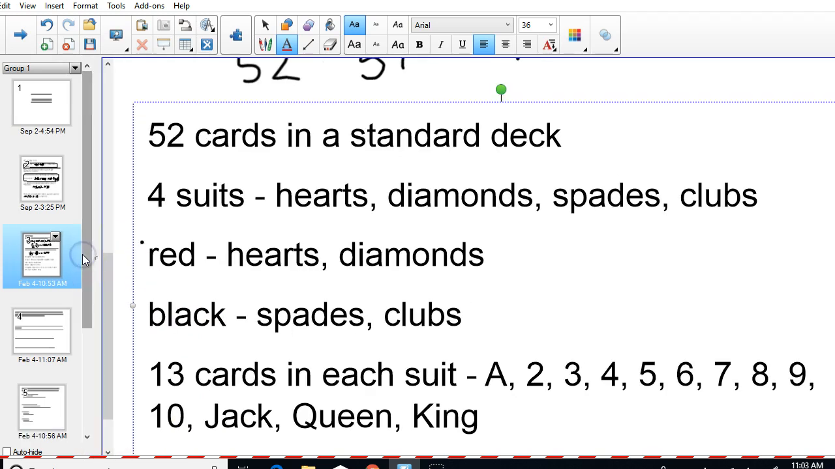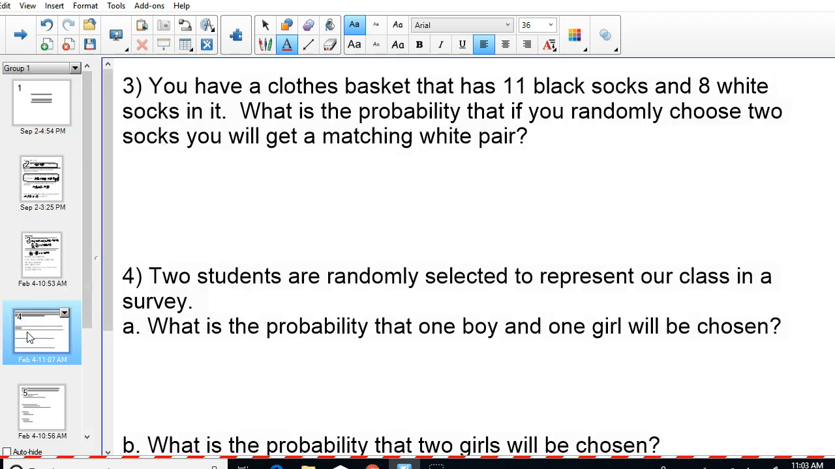All right, so a lot of the problems you're going to get are going to be card problems because it's just something that we can use for describing this really easily. So, let's go back here. I'm just going to type this. You have a closed basket that has 11 black socks and 8 white socks in it. What is the probability that if you randomly choose 2 socks, you will get a matching pair? Assume all the white socks are the same.